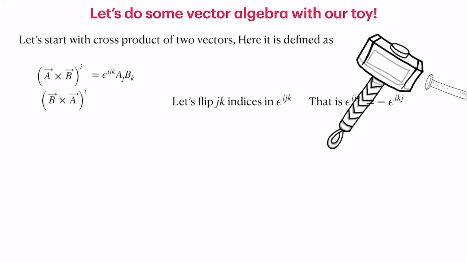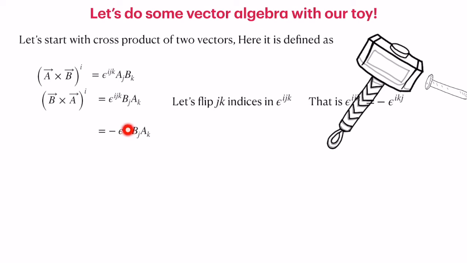So let's start with the B cross A, ith component, that is given as epsilon ijk bj ak. So this is the definition of B cross A. We have i, the second index goes with B and the third index goes with A. Now in the next step we flip the indices j and k in epsilon ijk. That we can always do. Epsilon ikj is equal to minus epsilon ijk. So once we do that, we get this result.